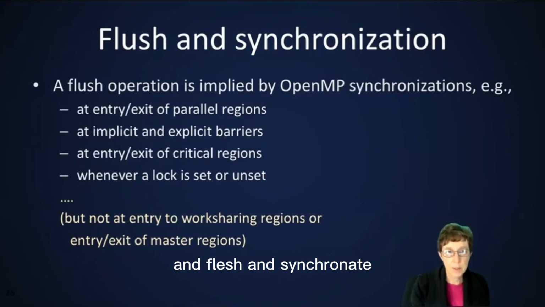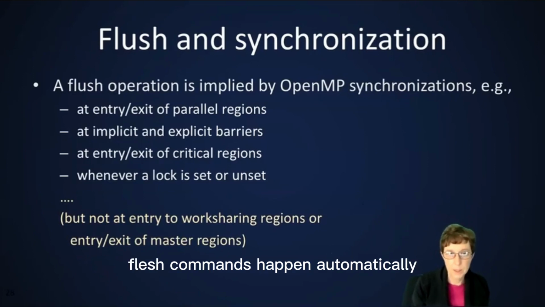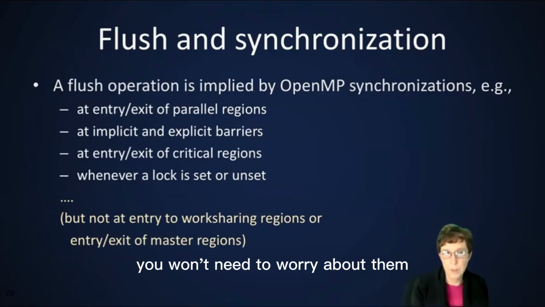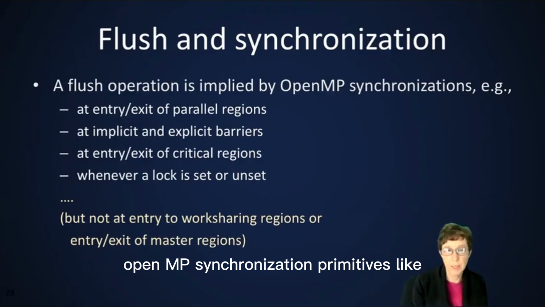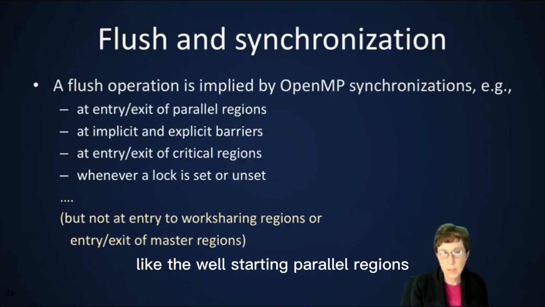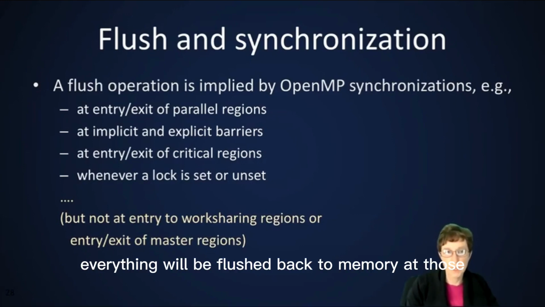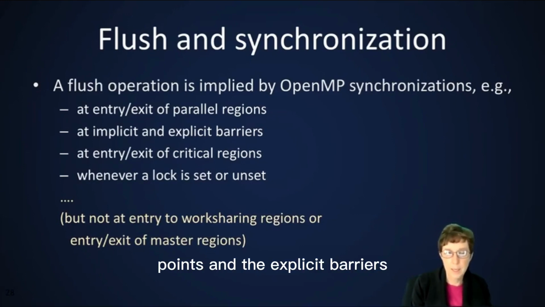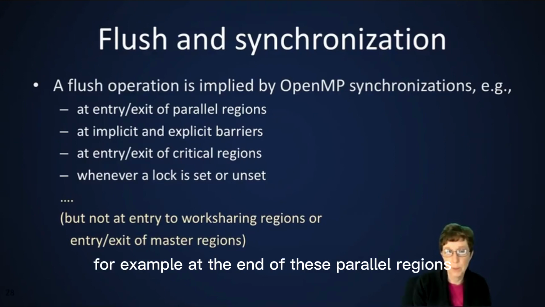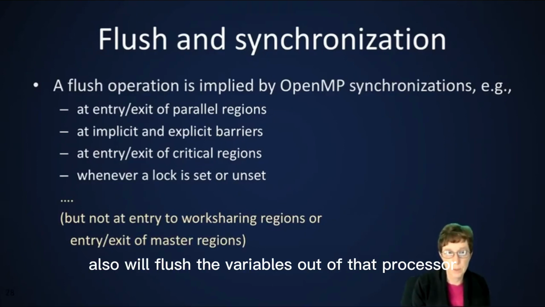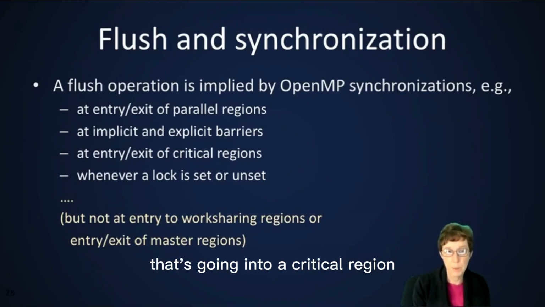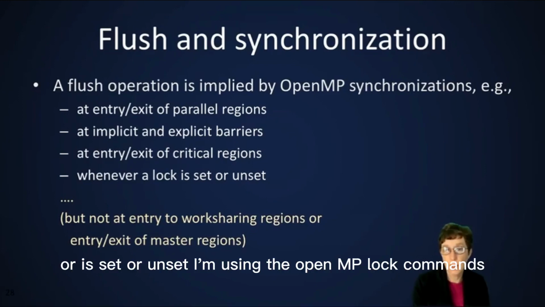And flush commands happen automatically. So for the most part, you won't need to worry about them if you're doing all of your synchronization with built-in OpenMP synchronization primitives like starting parallel regions. Everything will be flushed back to memory at those points. And the explicit barriers, which we've already talked about. So the implicit barriers happen, for example, at the end of these parallel regions. Entry and exit of critical regions also will flush the variables out of that processor that's going into a critical region. And whenever a lock is set or unset, using the OpenMP lock commands.